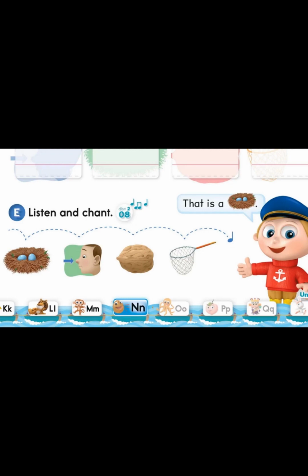That is a nest. That is a nose. That is a nut. That is a net.